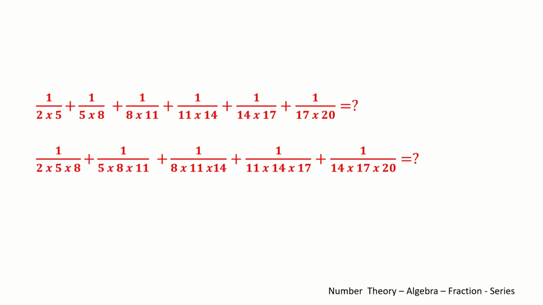If you see the problems here, the first one is 1 by 2 into 5 plus 1 by 5 into 8, and the series goes on like this. The denominator is a product of two numbers. In the second problem, the denominator is a product of three numbers. So let's see how to solve these problems and also learn some tricks to make it easy for multiple choice questions.